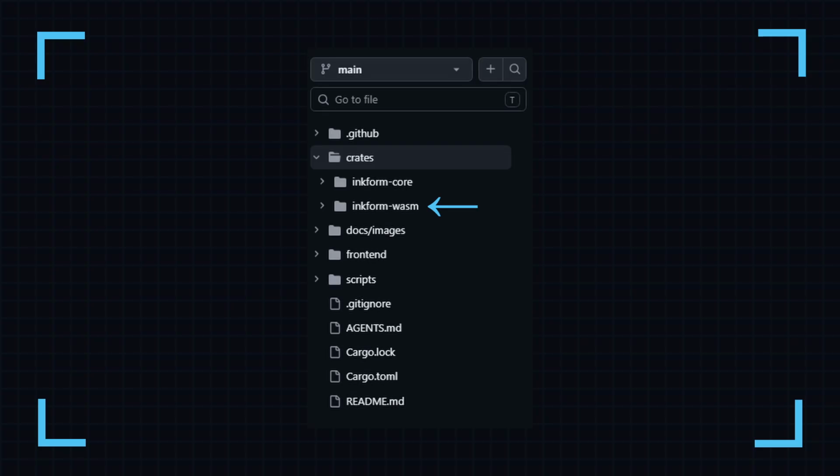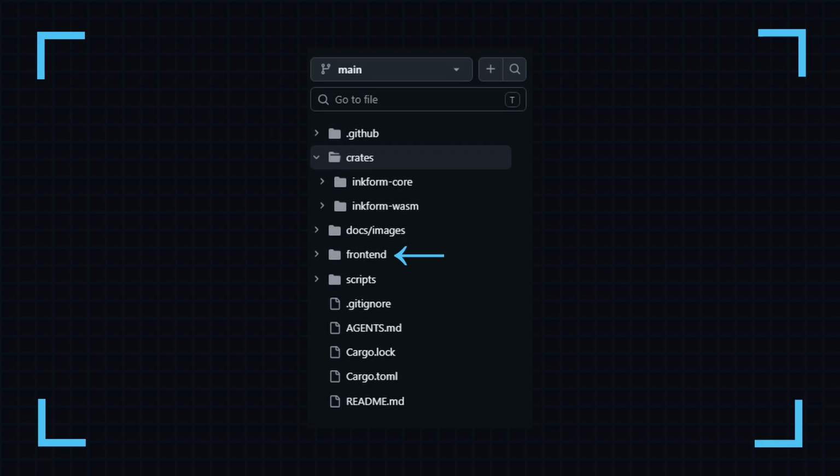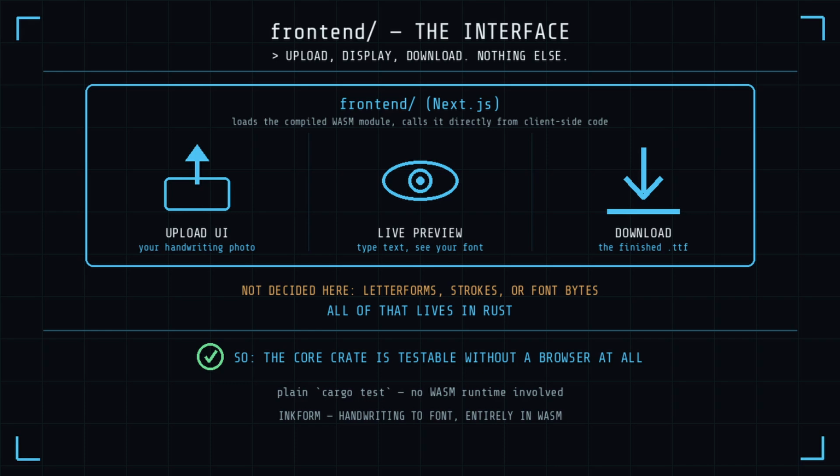And then you have crates Inkform WASM, a thin wrapper crate around Inkform core. Its job is translation. You take raw bytes from the browser, call into the core crate, and serialize the result back out as JSON that JavaScript can consume. And then you have the front end. That's the Next.js app. The upload UI, live preview, and download flow. It loads the compiled WASM module and calls it directly from client-side code.